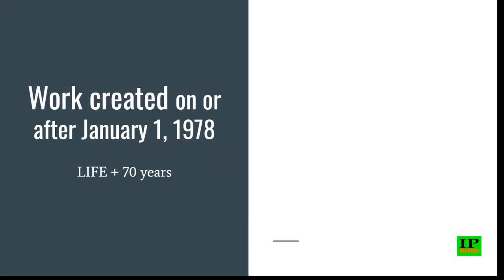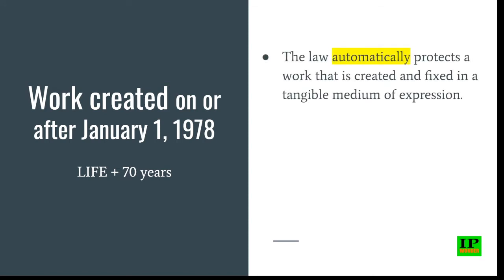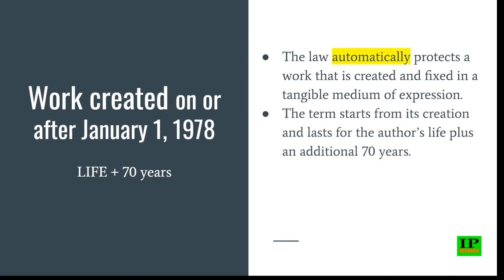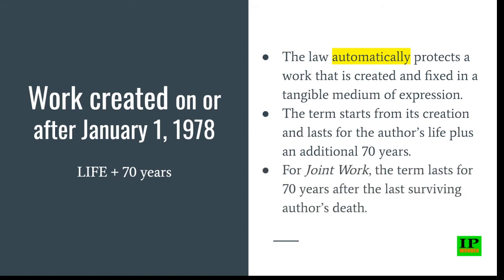For a work created after 1978, the law automatically protects the work from the moment of its creation and gives it a term lasting for the author's life plus an additional 70 years. For joint work, the term lasts for 70 years after the last surviving author's death.